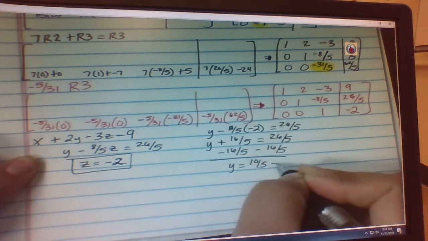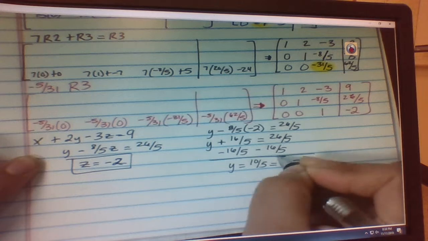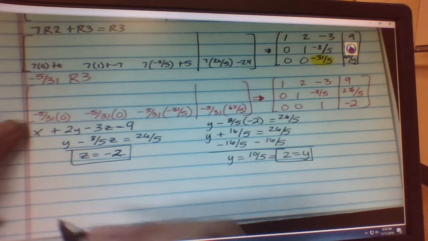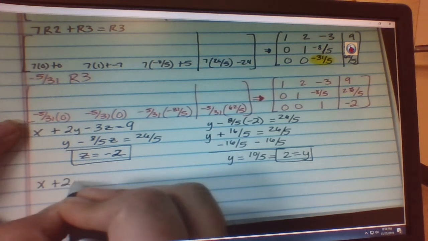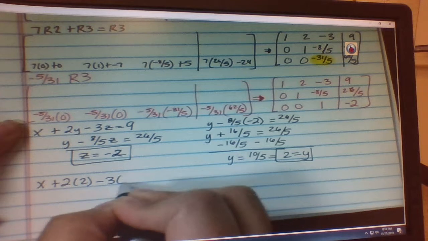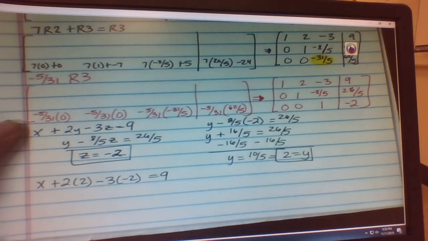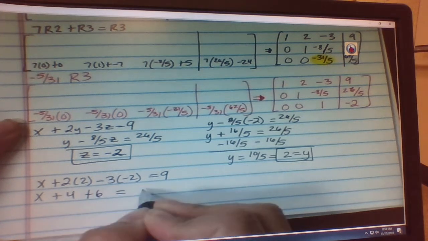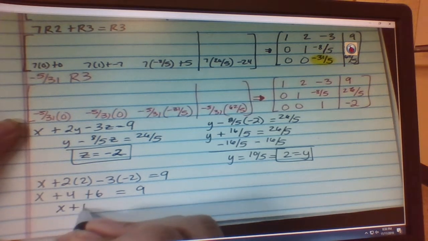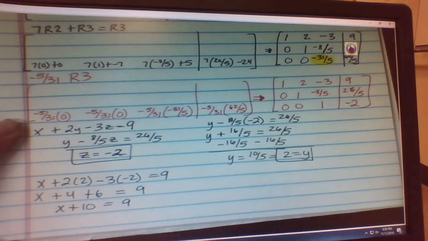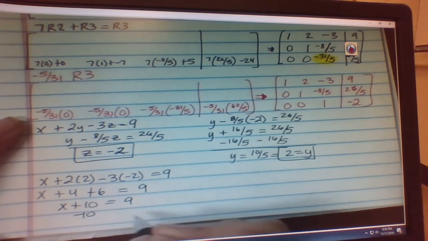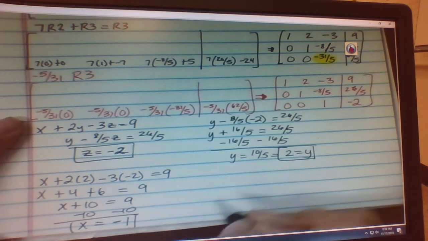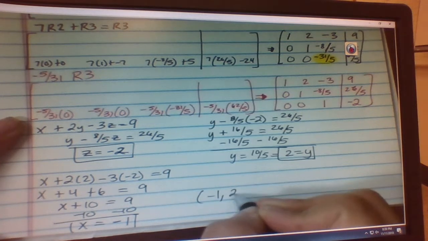You see? It looks scary, but guess what? I know that my y is a 2, my z is a -2, so we plug it into the first. x plus 2 times 2 minus 3 times -2 equals 9. x plus 4 plus 6 equals 9. x plus 10 equals 9. And then we subtract 10. x is a -1. So -1, 2, -2.